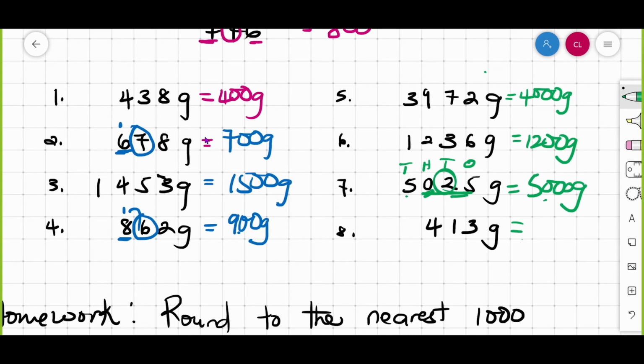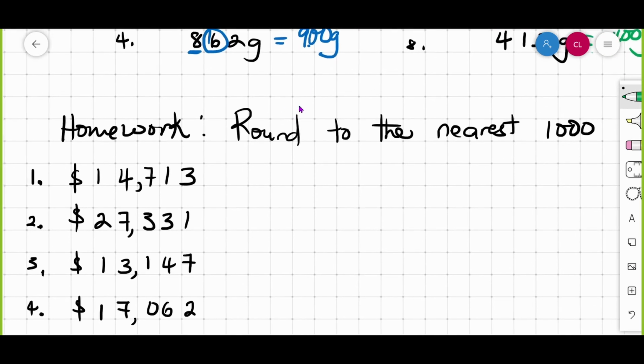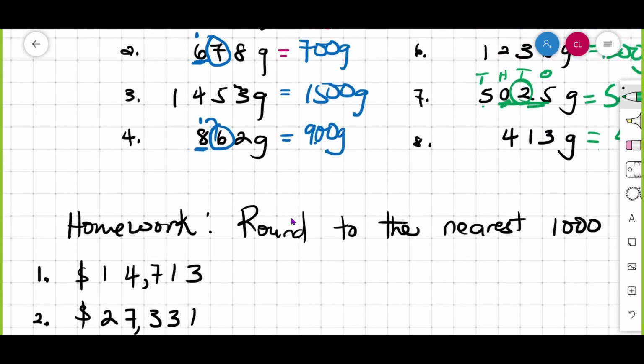413. That would be 400 grams. 400 grams. 1, 2, 3, 4. All right. Okay. So for homework now, you.